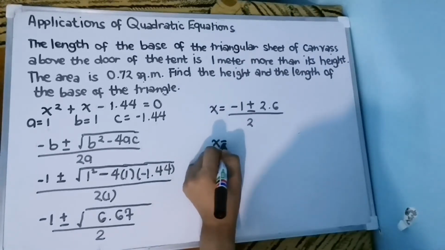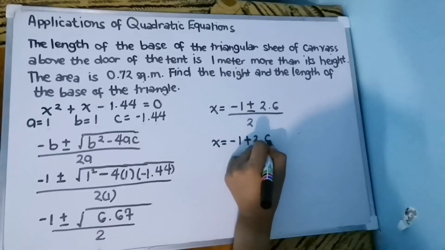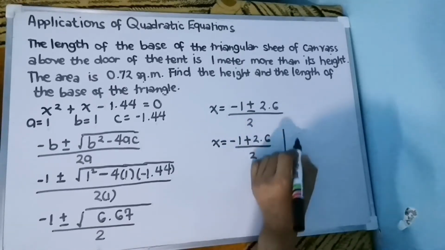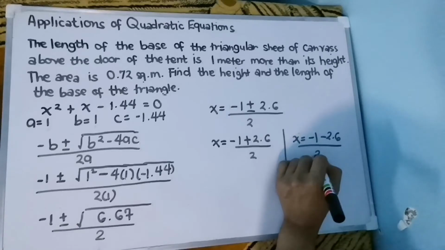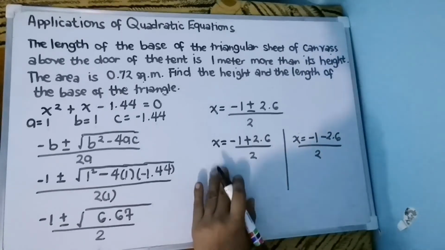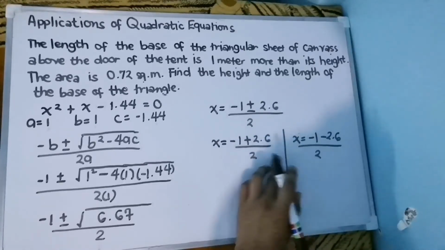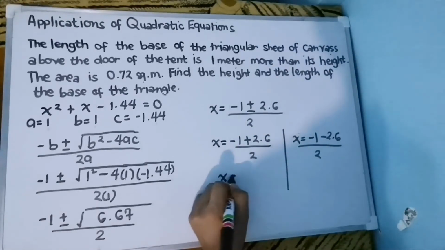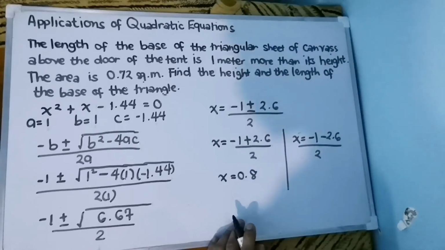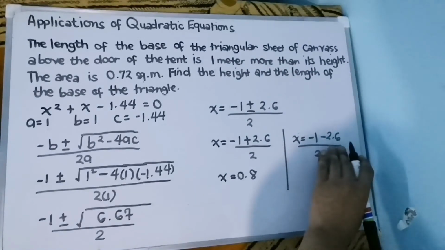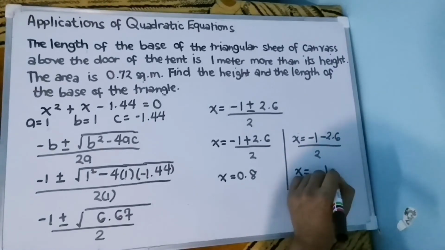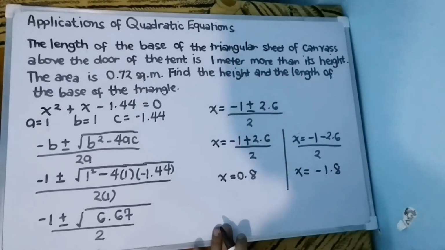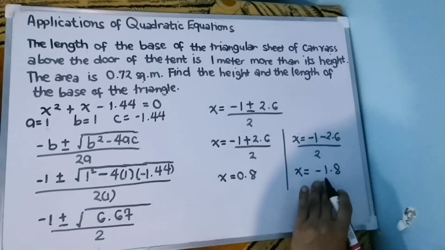Then, x equals negative 1 plus 2.6 over 2. And then the other one is x equals to negative 1 minus 2.6 over 2. So, mag-start muna tayo dito. So, x equals to negative 1 plus 2.6 over 2. So, that will give us x equals to 0.8. Then, x equals to negative 1 minus 2.6 over 2. So, that will give us negative 1.8. So, mapapansin nyo, we have two values of x. So, 0.8 and then the other one is negative 1.8.